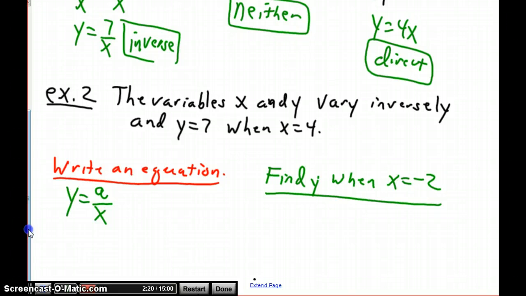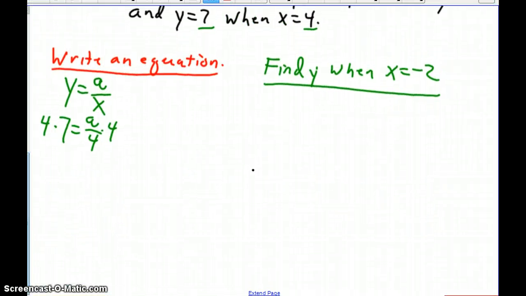Now you're going to take the values. So look, y is 7 and x is 4. So you're going to put 7 in for y and 4 in for x. Then you've got to get a by itself. What do you have to do to get a by itself? Multiply both sides by 4, right? So you're going to multiply this by 4, and you're going to multiply this by 4. Let me move this up a little bit because we're running out of room. So you find out that a equals how much now? A is 28.